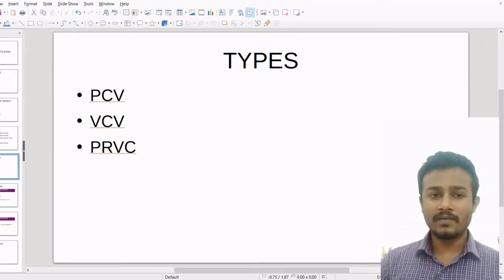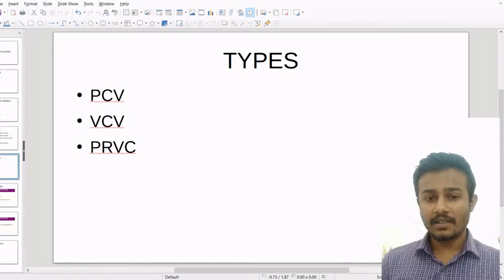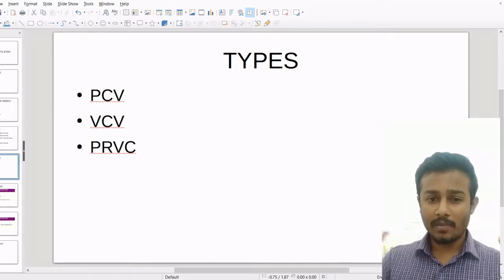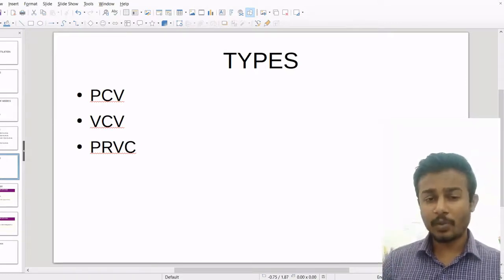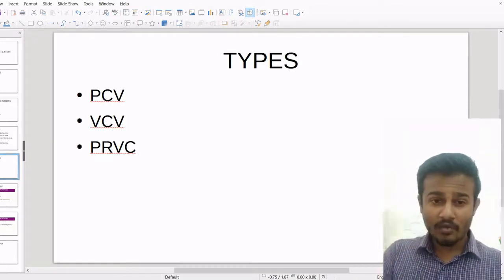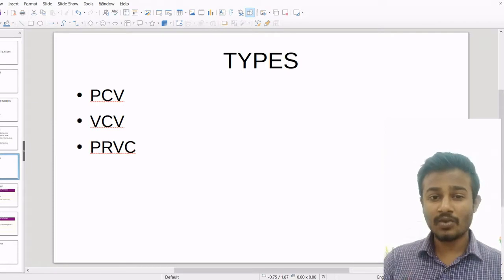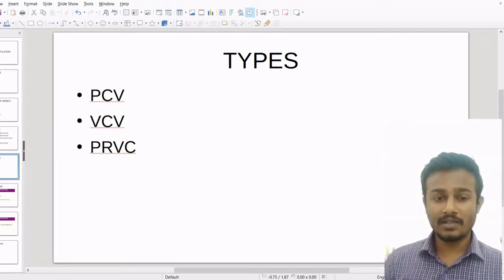Then you have the types. So we have PCV, that's pressure controlled, VCV, and PRVC. In PCV, you are keeping pressure constant and volume can vary depending upon the patient's compliance. Then VCV, you're controlling the volume, the amount of tidal volume which is going in, and the pressure depends upon the airway which he is having.